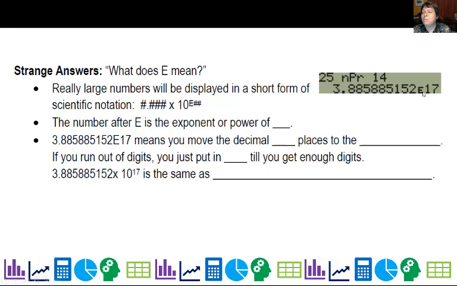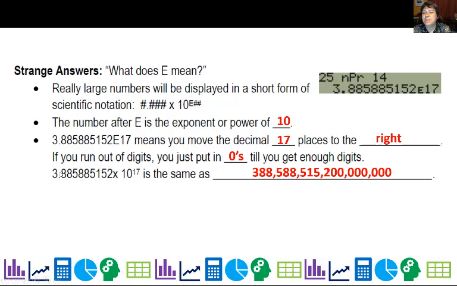Basically, this is a form of scientific notation where you have a number between 1 and 10, so not all the way to 10, almost to 10, times 10 to some exponent. So the number after E, in this case 17, is the exponent or power of 10. And what that means is you're going to move the decimal place 17 places to the right. If you run out of digits, you just put in zeros till you get enough digits.